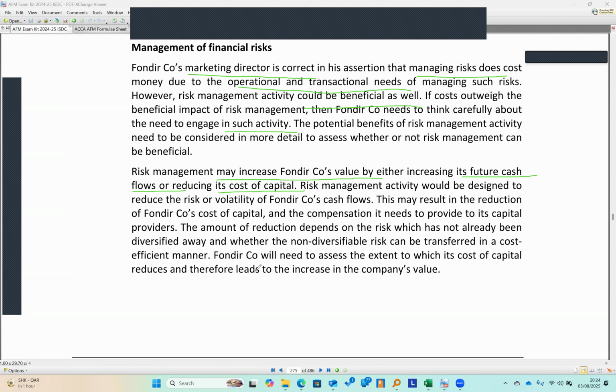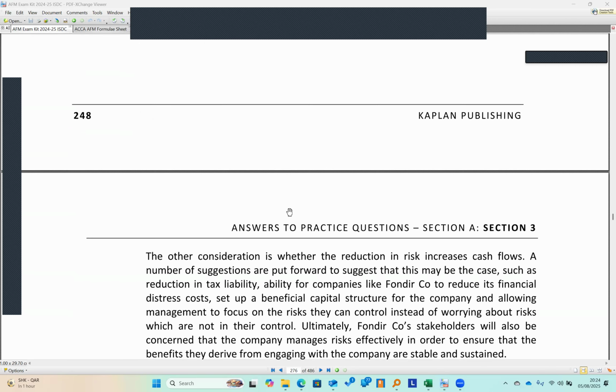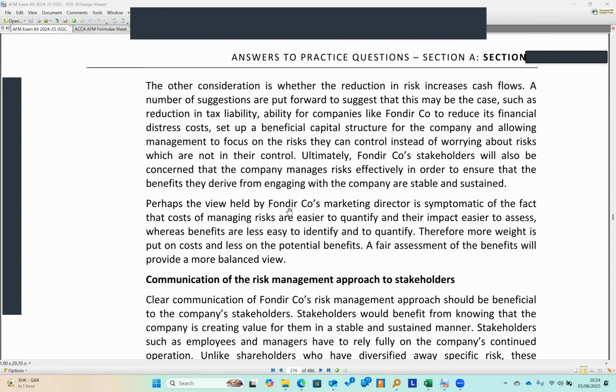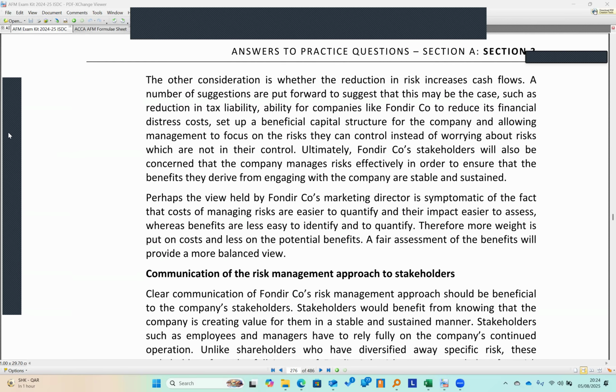Now, we need to assess the extent to which the cost of capital reduces and therefore leads to the increase in the company's value. And then I think what is left is discussing whether or not we should communicate. Okay. There's another thing they are talking about here, whether it can increase cash flows. That may be the case because when you reduce how much you're paying, then you have more money. Now, you read this other part here just to see what else is being said there.